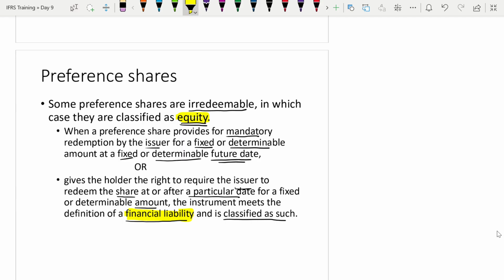These conditions are for redeemable shares. If it is redeemable, it is going to be called a financial liability. Is it okay about this?